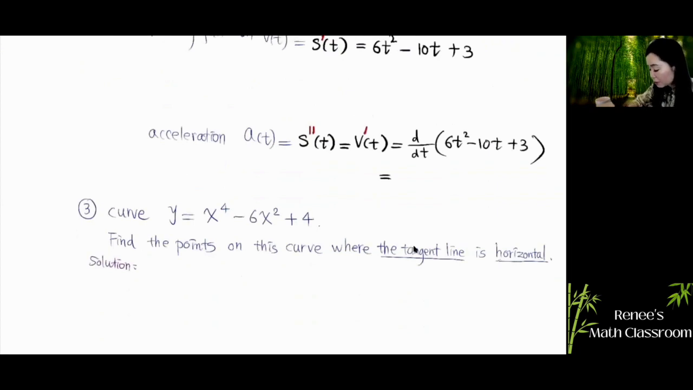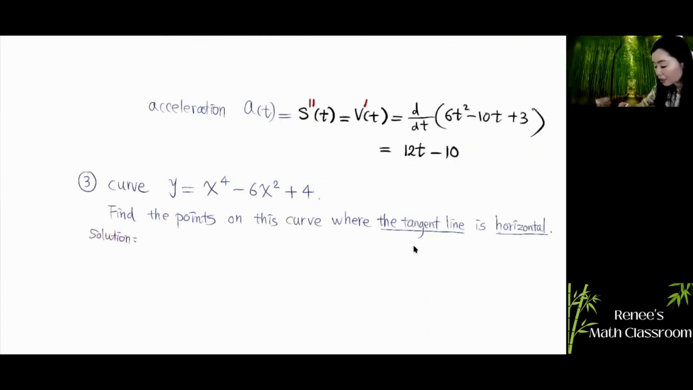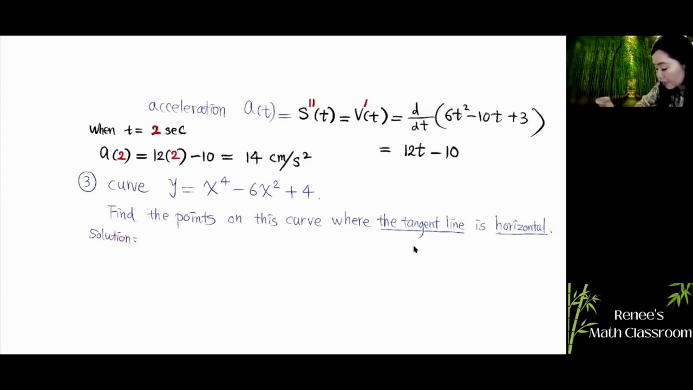So that will be equal to what? 12t, right? And then minus 10. You got it. And you can substitute t to be a different number. So for example, when t equals 2 seconds, then the acceleration at that time, we can just substitute 2 into this t here. So we get 12 times 2, and then minus 10. So that will be 14. And the unit here will be centimeters per second squared.